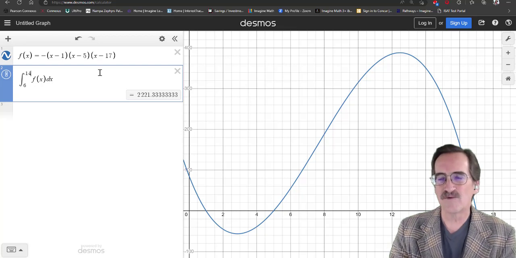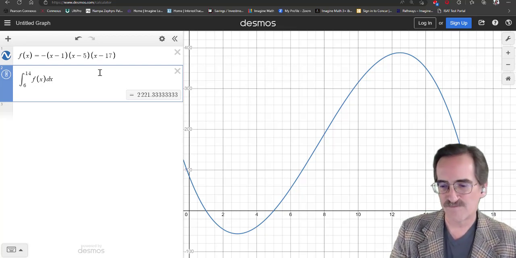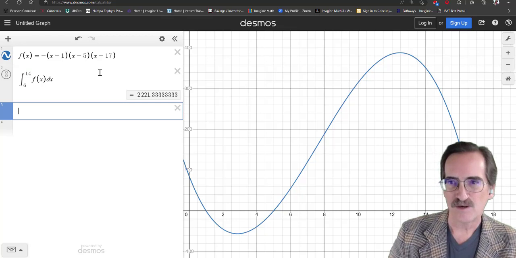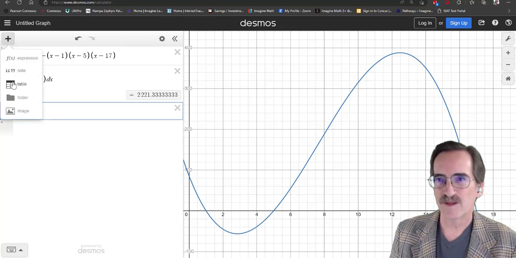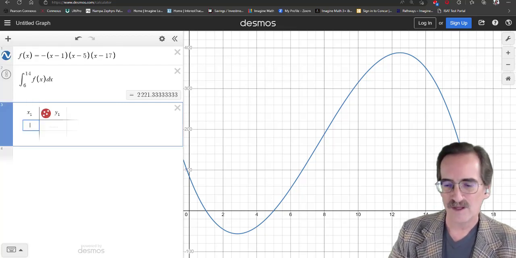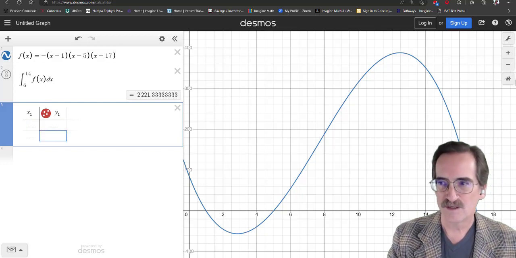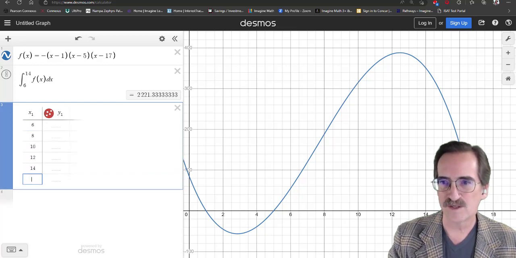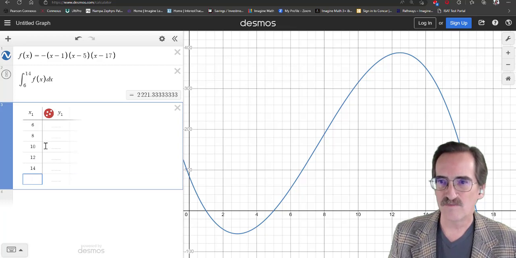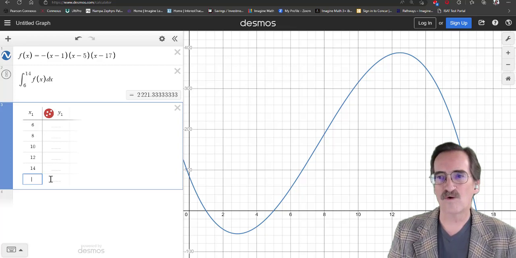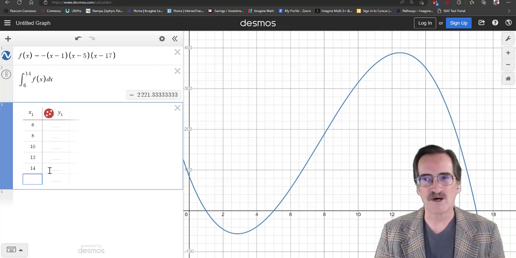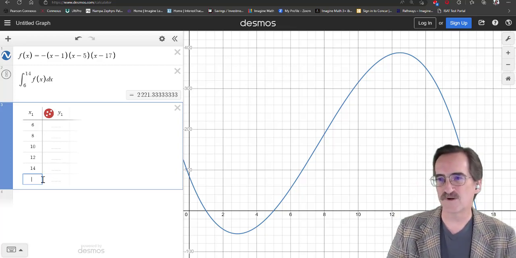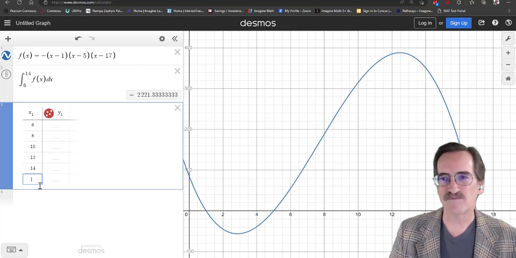So let's see how this works by counting by twos. So I'm going to insert a table. Okay, and I'm going to start with six. Six, 8, 10, 12, 14. How many intervals is that? 1, 2, 3, 4. Yeah, if I add one more interval, that would be an odd number. So we need an even number of intervals. It only works with even numbers of intervals.